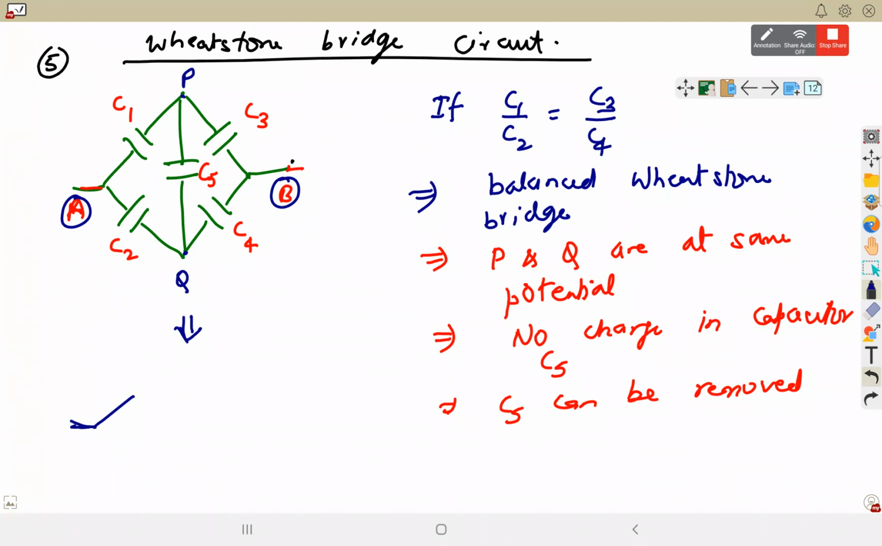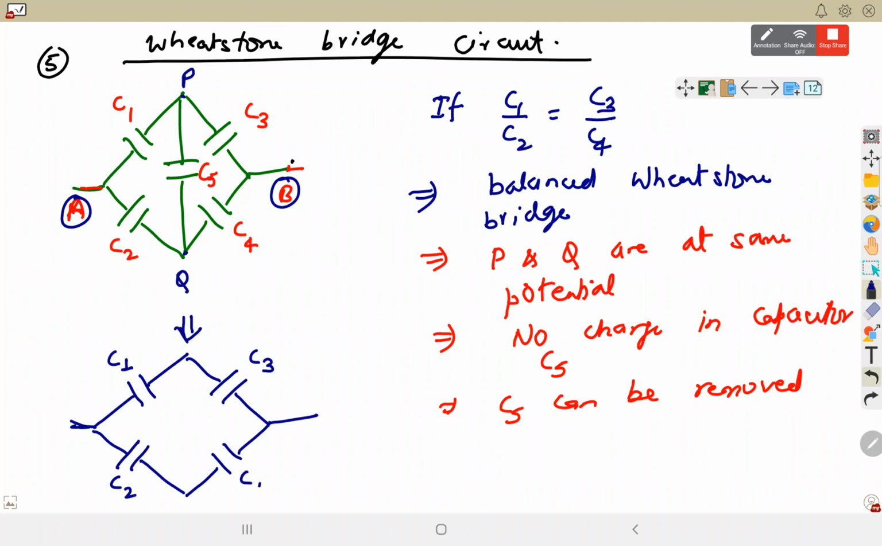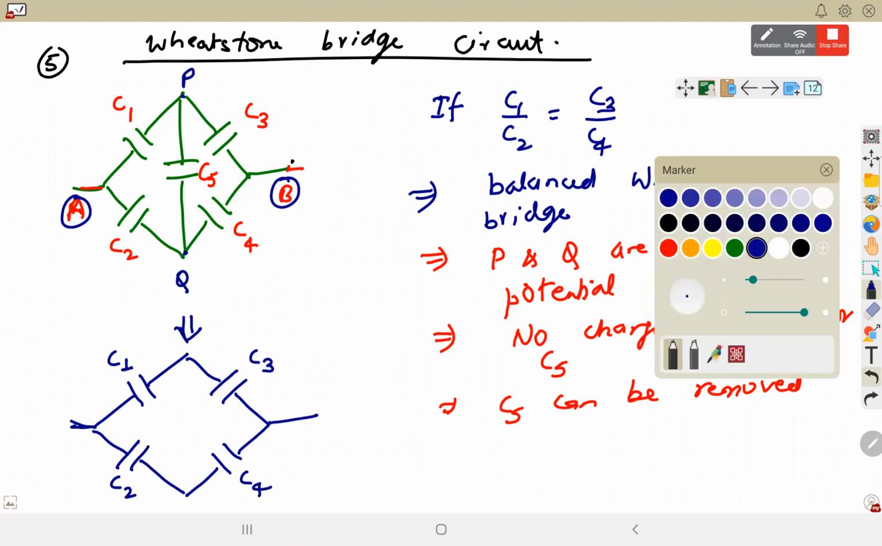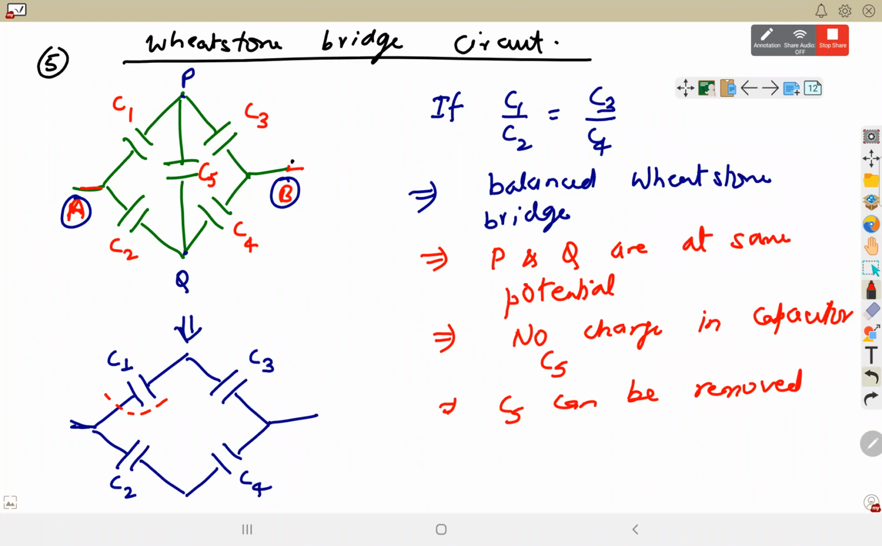Right? Yeah. Ratio 1 means what? Their value is equal. That can be considered as a vertical plane of symmetry also. But suppose here it is 2 and 3, on the other side 12 and 18. Then it is not symmetry, but it is a Wheatstone bridge that satisfies the balancing condition. When this C5 is removed, then C1, C3 come in one branch, which is in series. C2 and C4 come in one branch, which is also in series. And then both of them are in parallel.